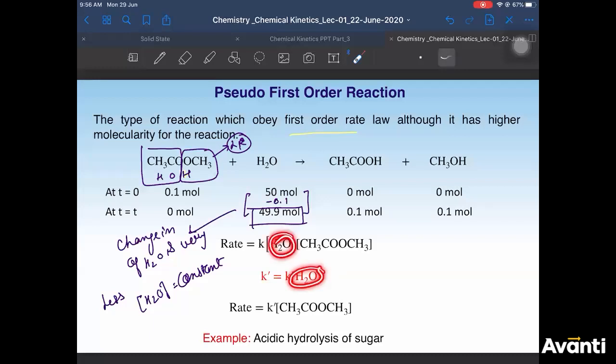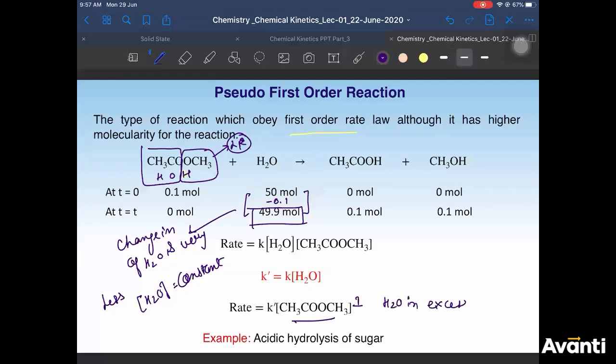So constant into constant will give you a new constant, that is K dash. So K is constant, water concentration is not changing, so that is also constant. So constant into constant gives you another constant K dash. So you can write this whole thing as K dash. Now you can see this reaction is acting as first order with respect to ester, right? So this reaction is acting as first order with respect to reactant when you have taken water in excess.